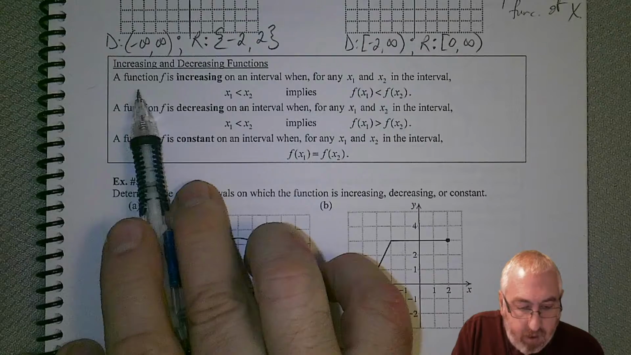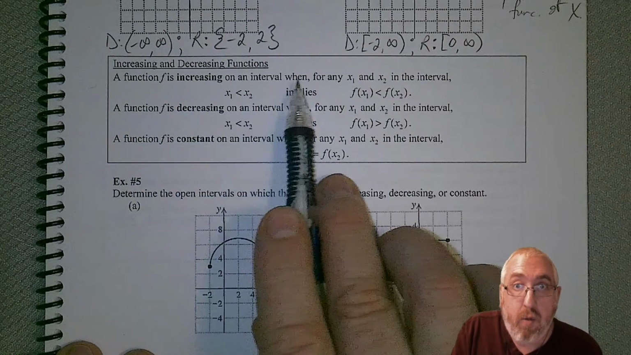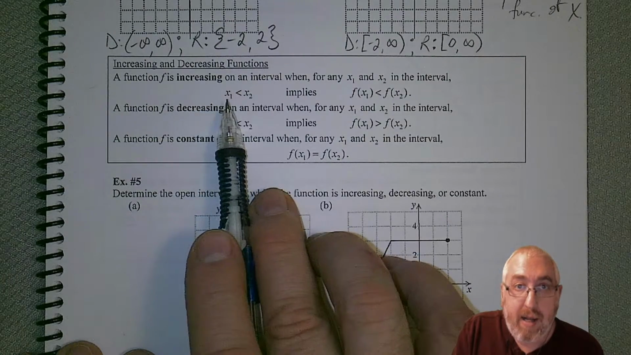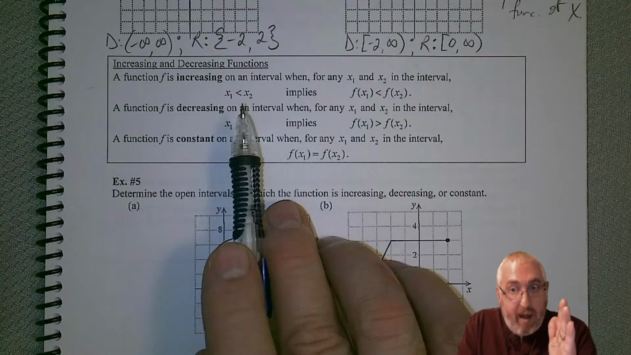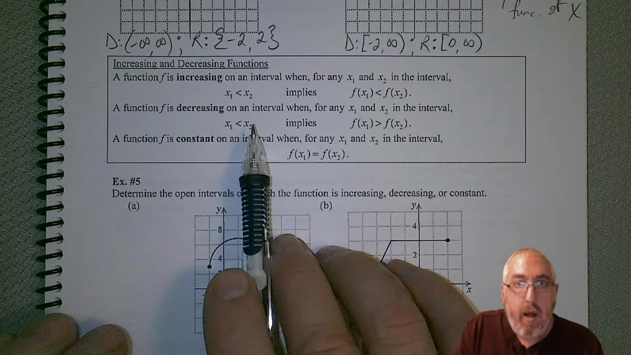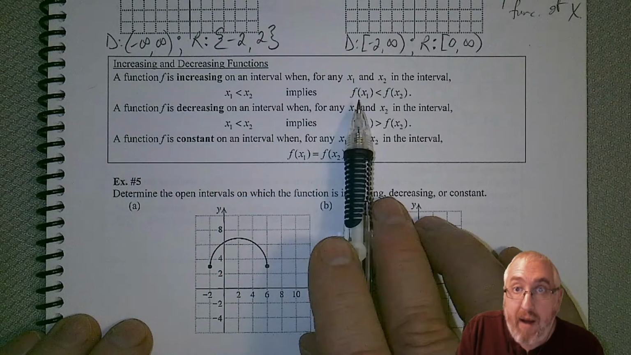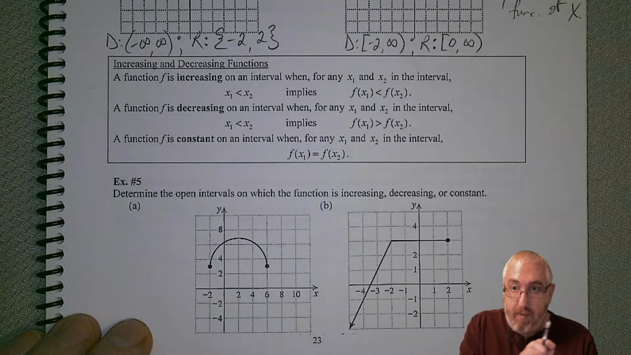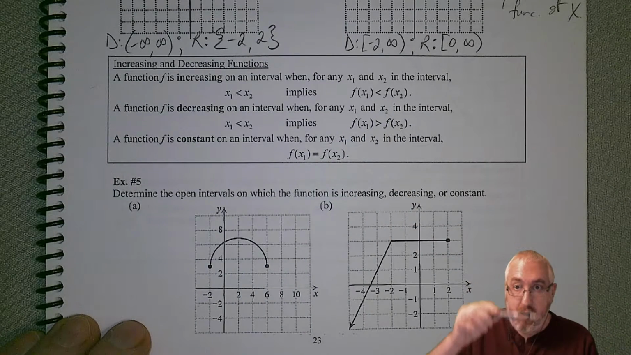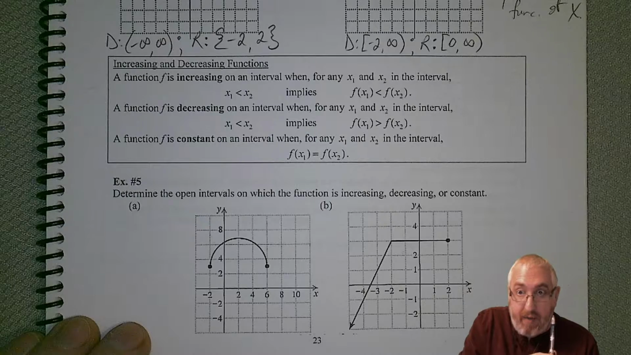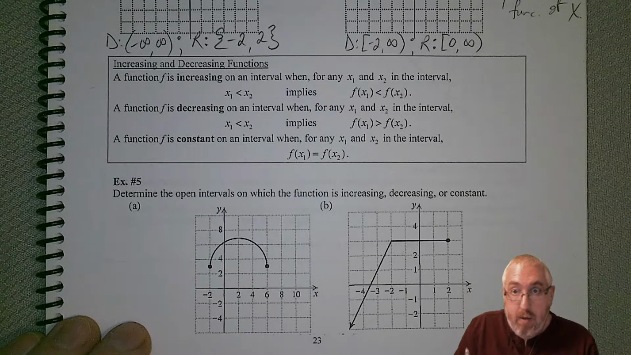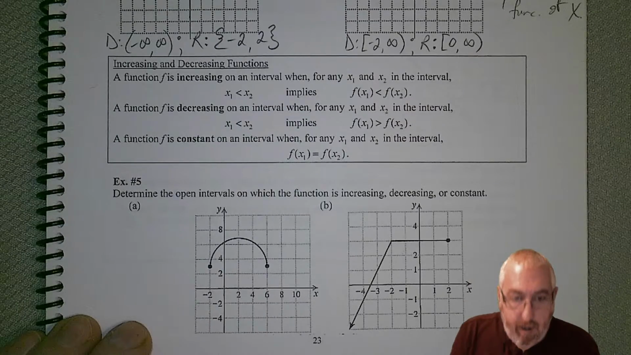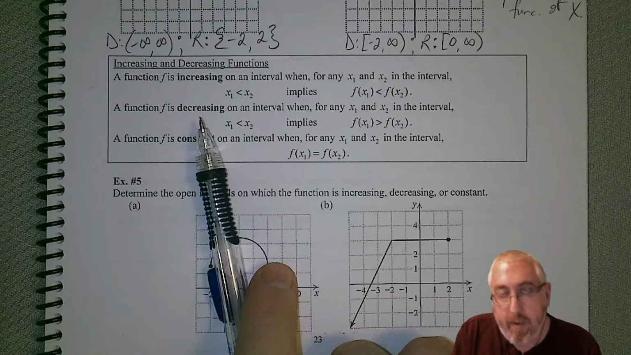So a function f is increasing on an interval when for any x1 and x2 in the interval, x1 less than x2, so basically again we're going from left to right, implies that the y values increase as well. So as you go from left to right, the y values increase as well. So you can kind of think of that as going uphill. So uphill.